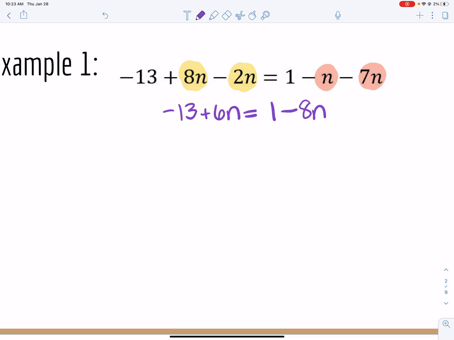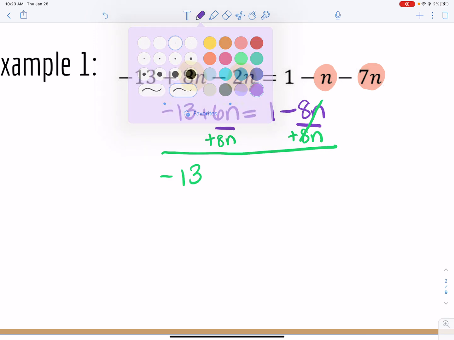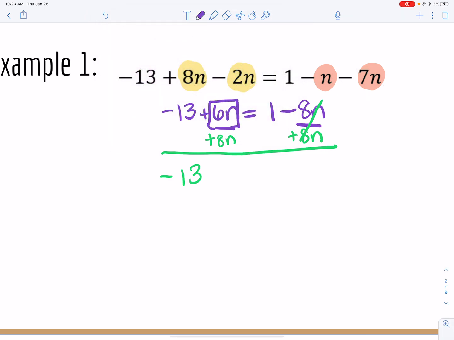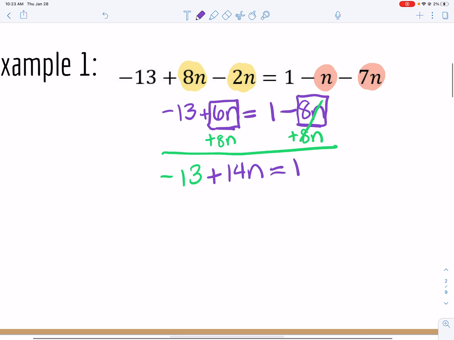So now these are on opposite sides, okay? So I'm going to either need to minus the 6 or add the 8, because I'm going to do the opposite operation. So if I add 8n, and you could have gone the other way, it doesn't matter. If I add 8n to both sides, then those cancel, and I would have a negative 13. I probably should have boxed these so that didn't look like I was dividing. I've got to get those together, okay? And so now this would be negative 13 plus 14n equals 1.